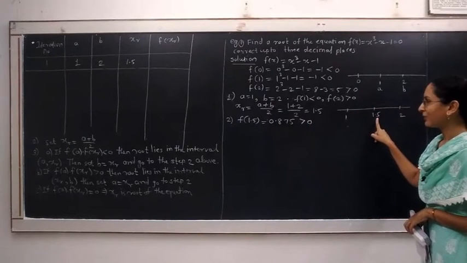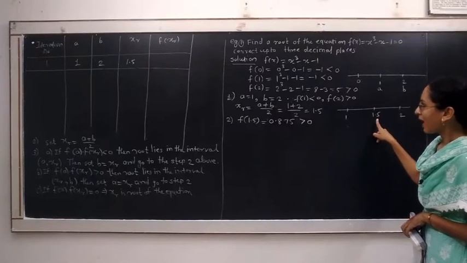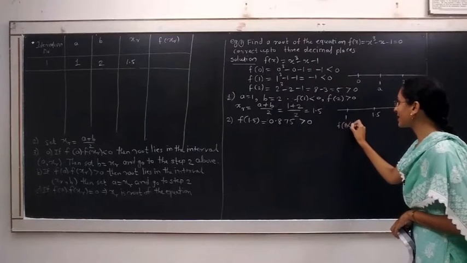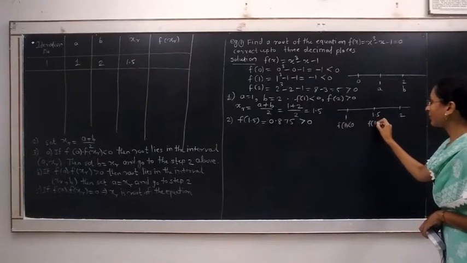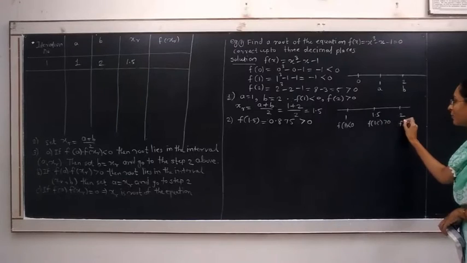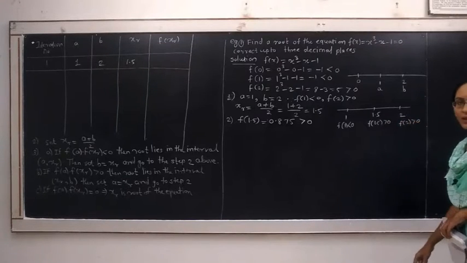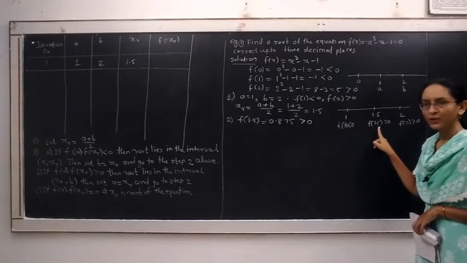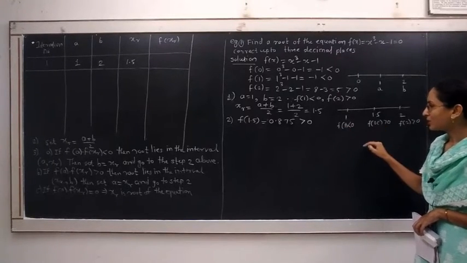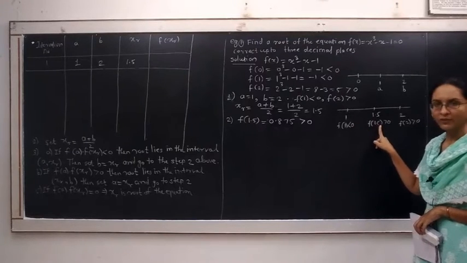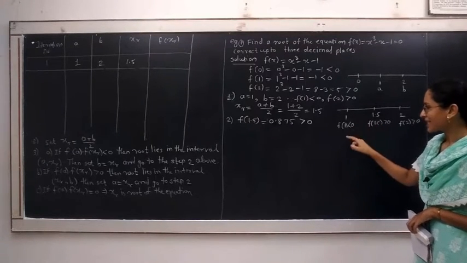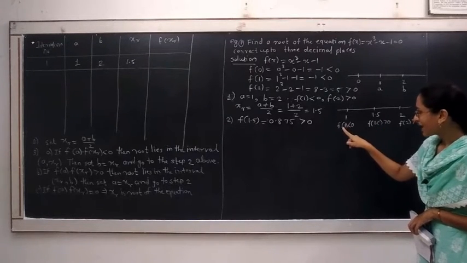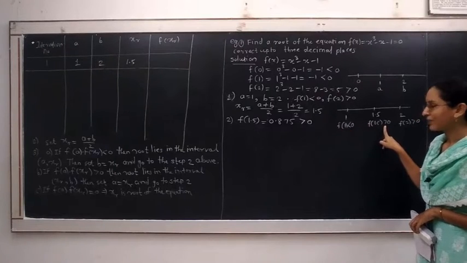For this value 1.5, f gives positive sign and f of 1 is negative. For this one, f of 1 is less than 0, f of 1.5 is greater than 0 and f of 2 is greater than 0. F takes different sign for the values 1 and 1.5. Therefore, root lies between 1 and 1.5. In the next iteration, root lies between 1 and 1.5 because they are giving different sign for the function f.